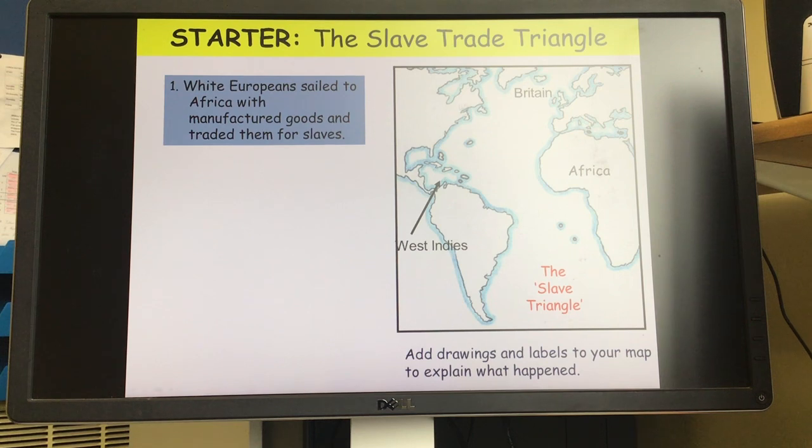So the white Europeans sailed to Africa with the manufactured goods like swords and guns and traded them here for slaves. So the leaders gave them slaves in return for the guns and the swords. The reasons we know they wanted the guns and swords were to fight internal battles against other tribal leaders. Then we had the actual slaves being put onto the ships and taken across to the Caribbean here.